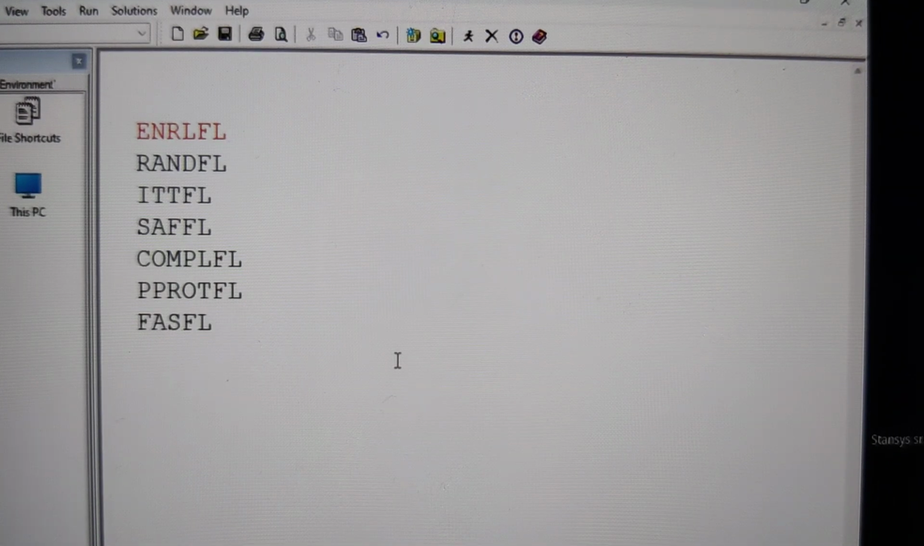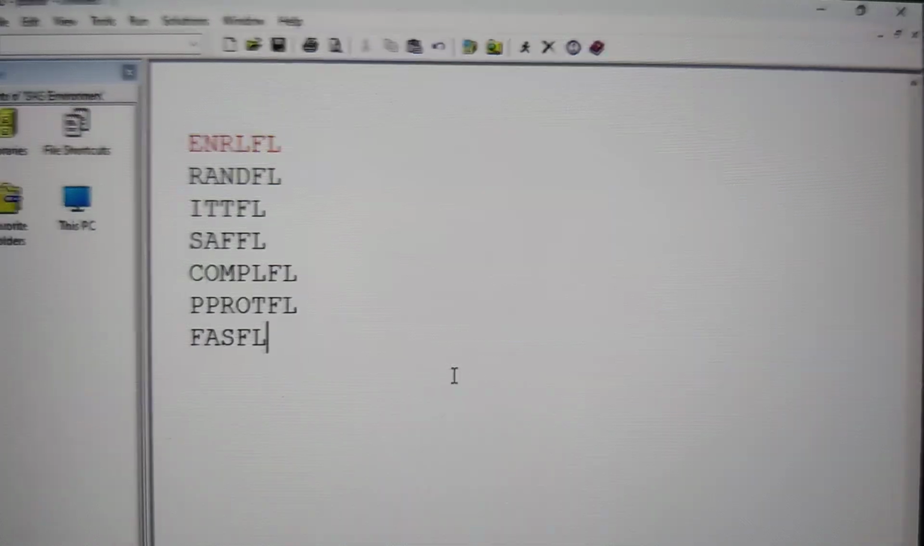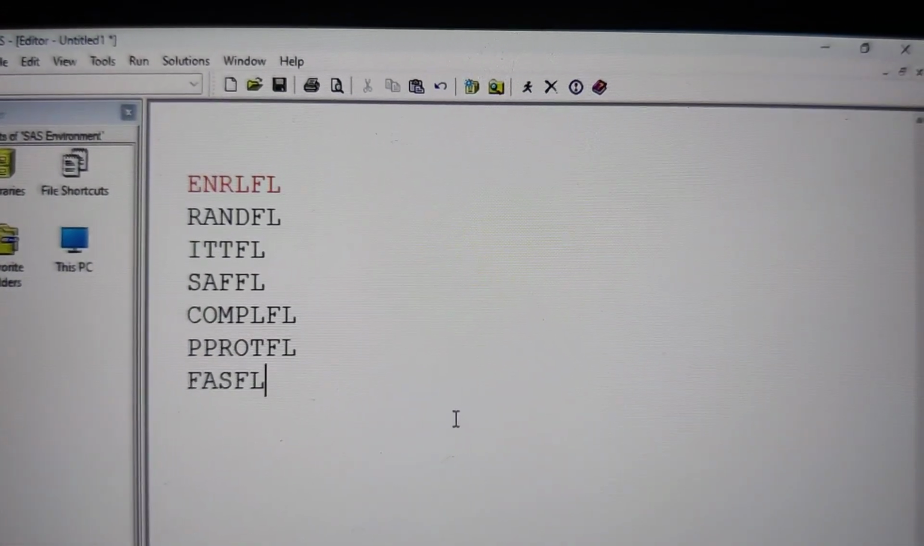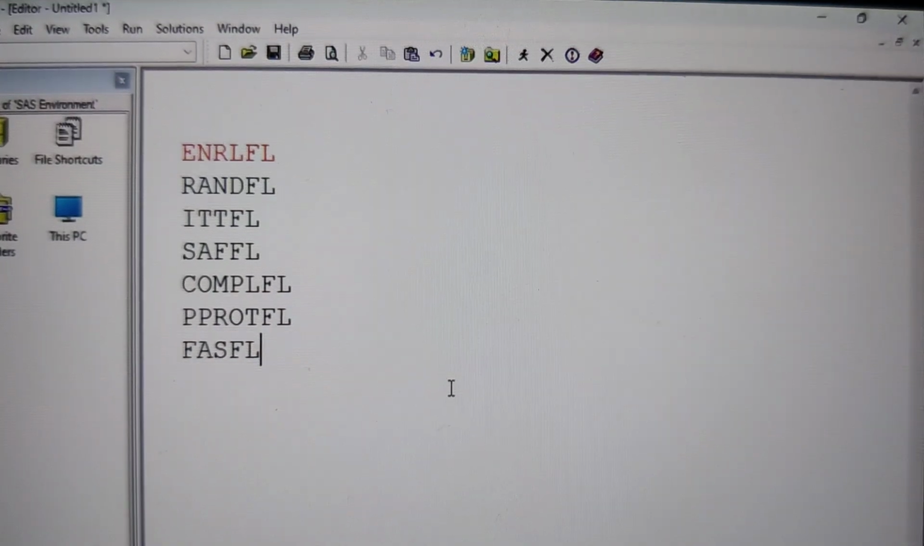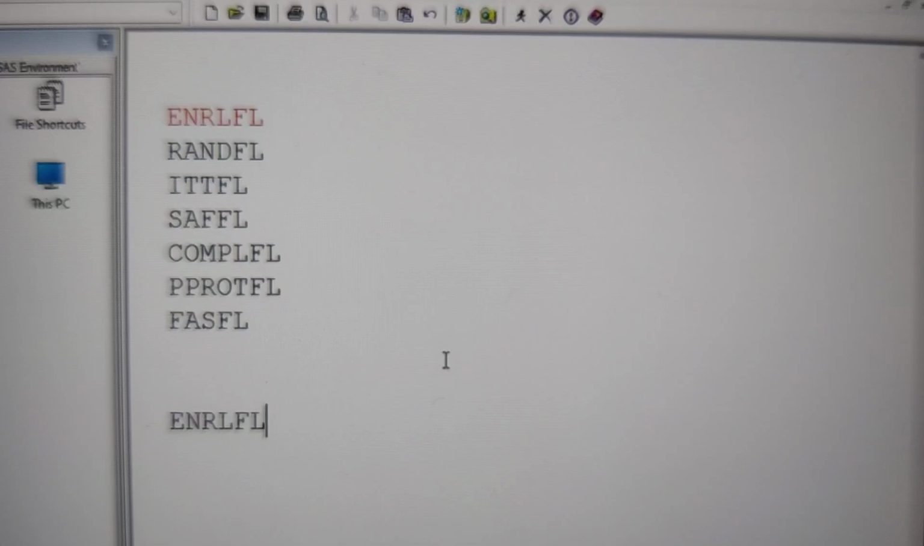Now, here my question is, think logically, which population flag is going to have the highest population? And can you put all these flags in order based on the number of subjects? Which population flag is going to have the highest population? Which is going to have the lowest population? Can you put that in order? The enrollment flag is going to have the highest number of subjects. Why? Everybody is going to get enrolled.